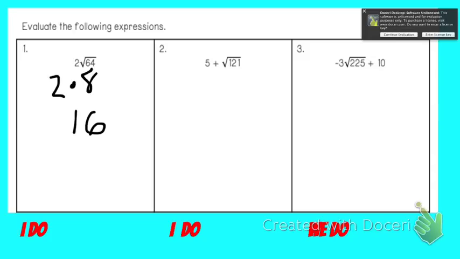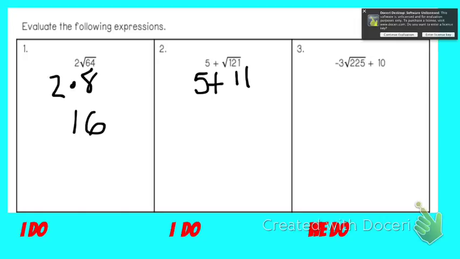I have 5 plus the square root of 121. Okay? Well, I'm going to simplify and find out what the square root of 121 is first. And I know that is 11. And then I'm going to add 5 to 11. Notice I brought everything down and I'm writing everything down.